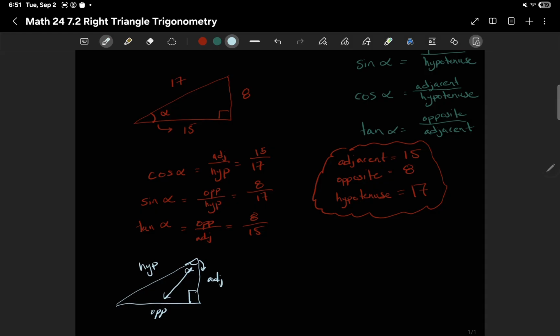So in the first case, I called my angle alpha the one on the bottom. So my opposite was 8. My adjacent was 15. And always across from the 90 degree angle will be your hypotenuse. So you can kind of see from the first triangle in red that I drew and the white triangle that I drew, the opposite and adjacent sides kind of flip just depending on which angle you're talking about.